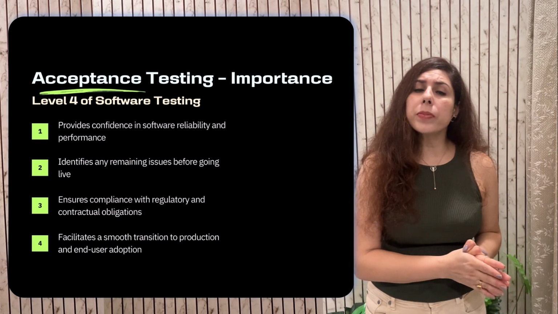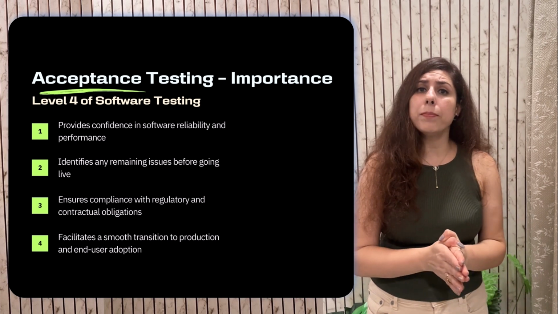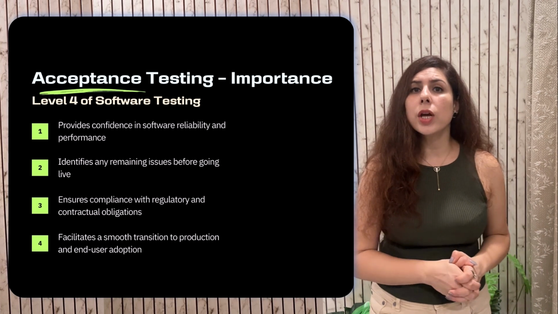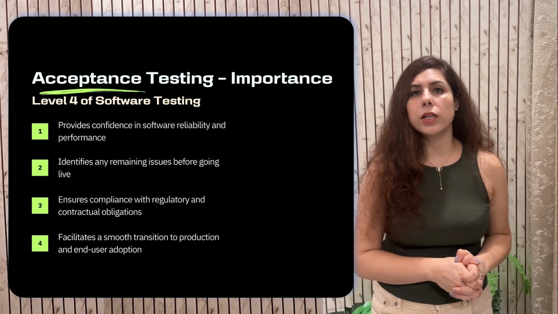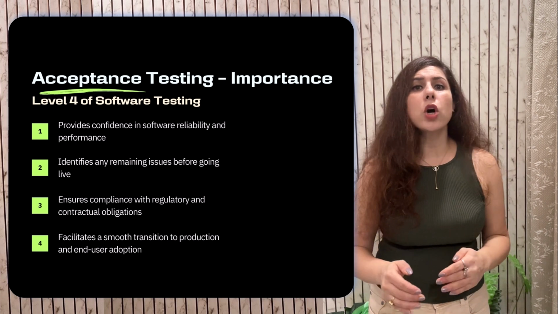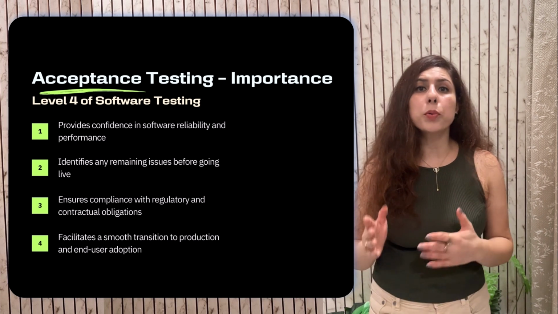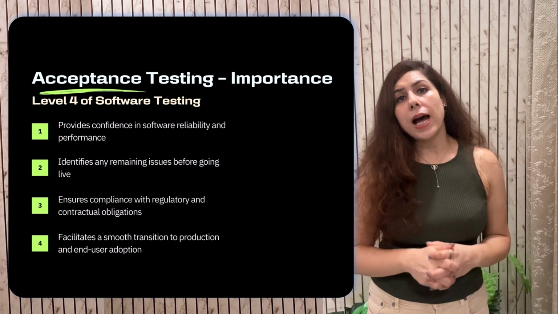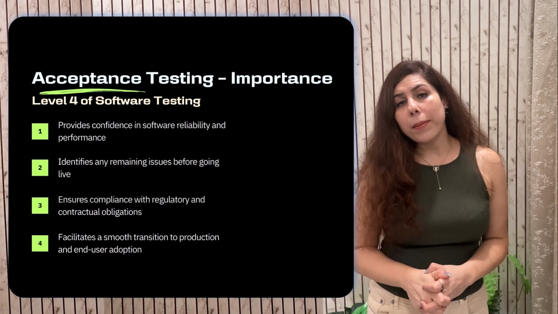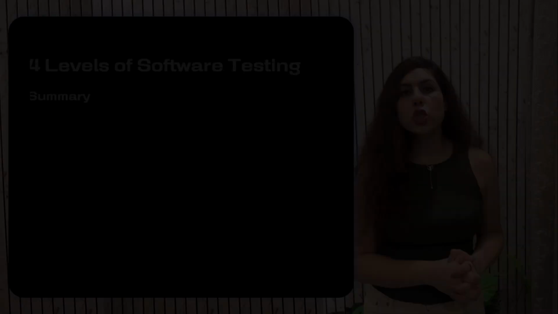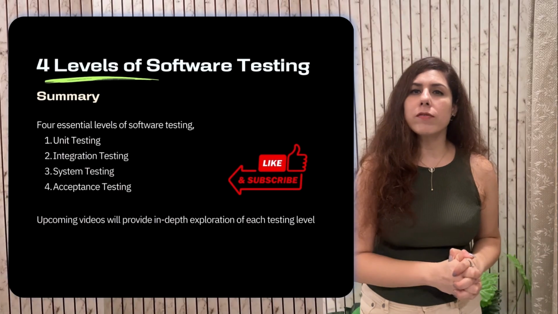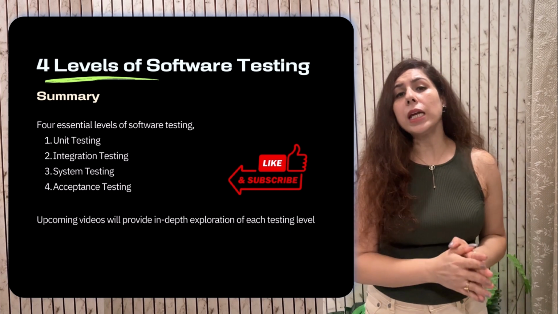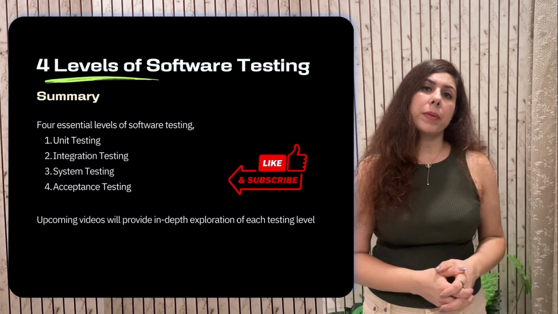Acceptance testing is like the final stamp of approval. If the software passes this stage, it means it's ready for public use. It's essential because it provides confidence that the product not only works technically but also satisfies users' requirements and business objectives. So these were the 4 levels of software testing. We will discuss each of them in even more detail in the upcoming videos.